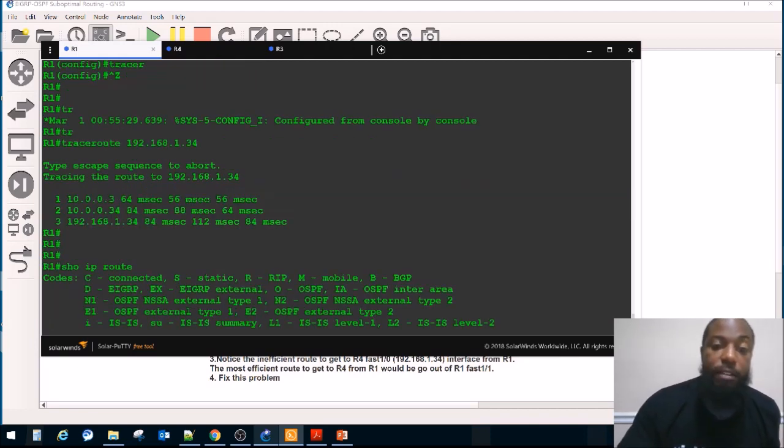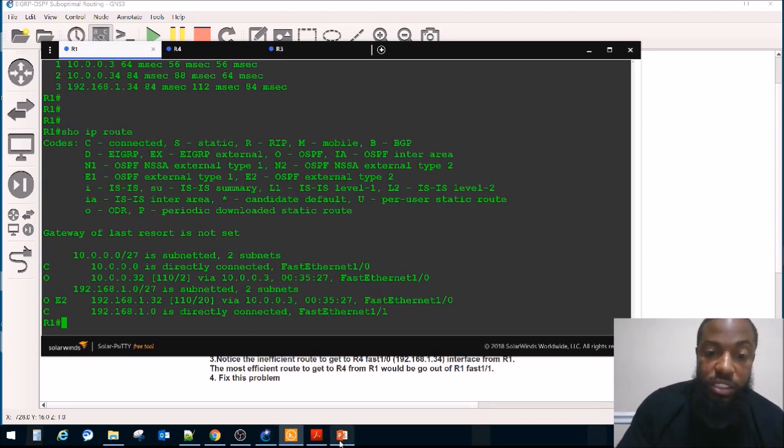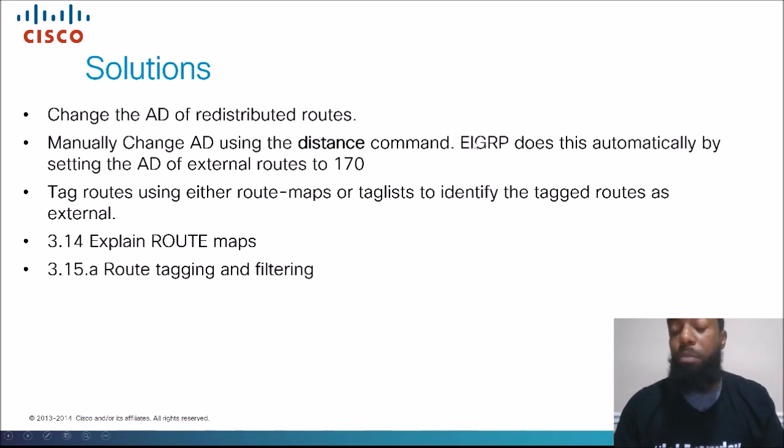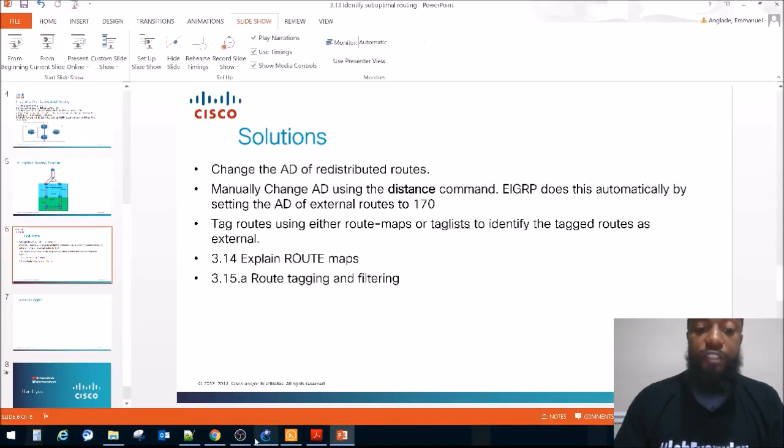So how do we fix that? Let's go back to our solutions and take a look. We said we can change the administrative distance of redistributed routes, right? That's what we're going to do. We're going to manually change the AD, or administrative distance, using the distance command. EIGRP does this automatically, but no, this is not an EIGRP route. This was an OSPF route, so it wasn't done automatically. So let's go ahead and fix that problem.